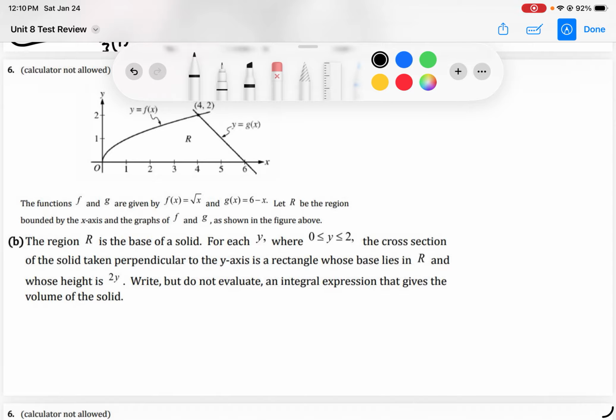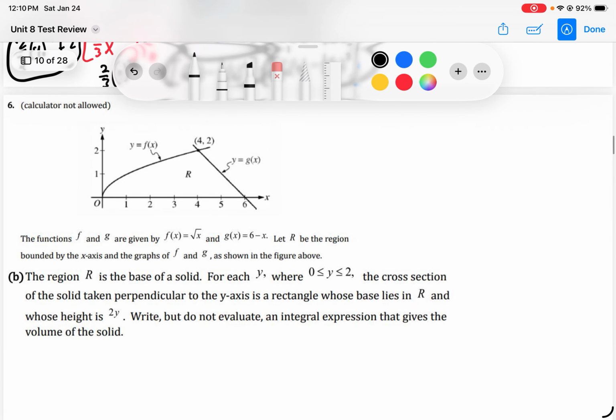For each y value, where y is in between 0 and 2, the cross-section of the solid taken perpendicular to the y-axis is a rectangle whose base lies in R, and whose height is 2 times y. Write, but do not evaluate, the integral expression that gives the volume of the solid.